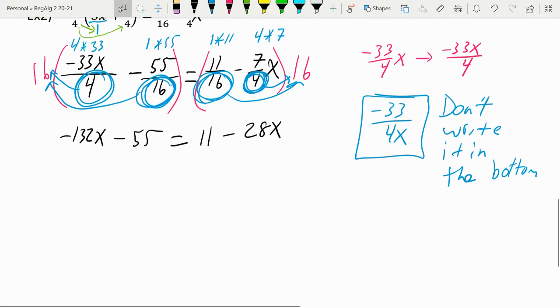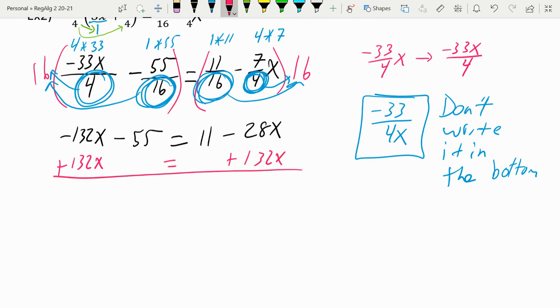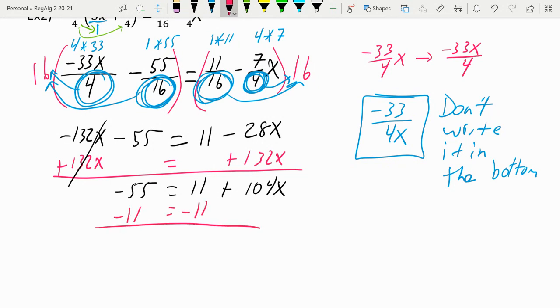So I'm going to move the smaller variable. I'm going to add 132x to both sides. Get your calculator out so you don't have to think about these big numbers. So that cancels, is equal to 11 plus 104x. Now I'm going to subtract 11 from both sides, and we end up with negative 66 is equal to, that cancels, 104x.